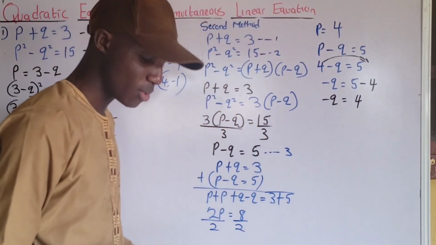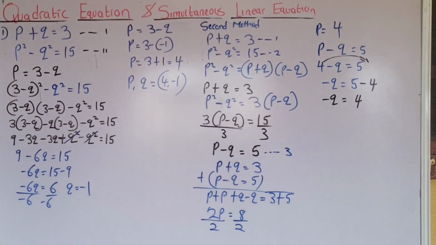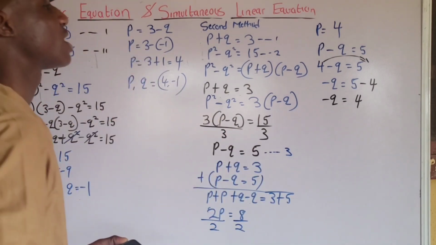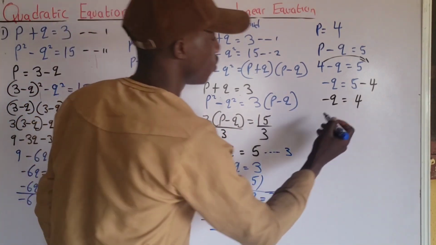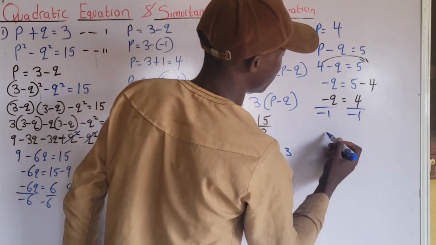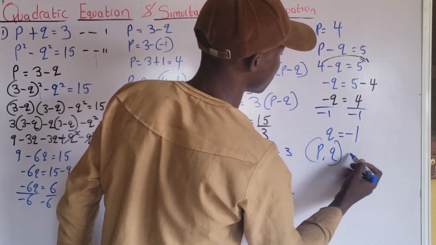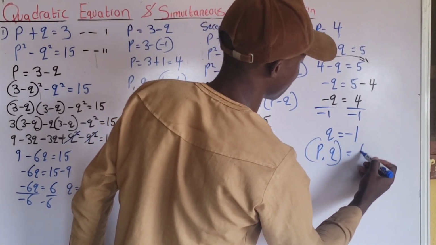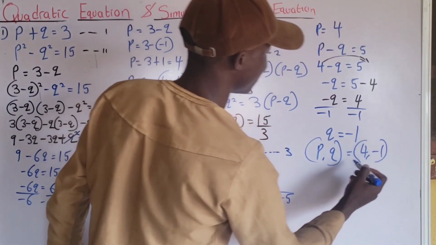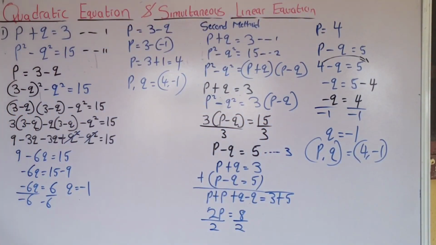I am looking for q. I am not looking for minus q. So I am going to divide both sides by negative 1 to eliminate the minus that is at the coefficient of q. So divide both sides by minus 1. So q is equal to negative 1. So p comma q for this equation as well is what? 4 comma minus 1. Do you understand? So you can use either of the methods.